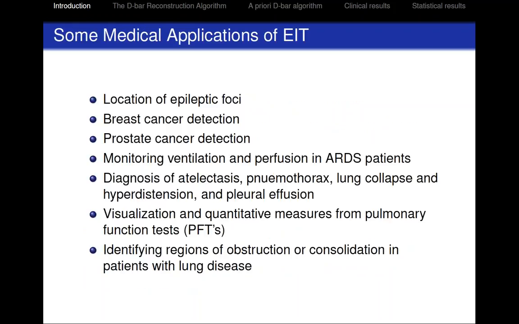Some medical applications of EIT, here's kind of a laundry list. Location of epileptic foci, breast cancer detection, prostate cancer detection. Our group is quite interested in monitoring ventilation and perfusion in patients with acute respiratory distress syndrome. We're also interested in diagnosing atelectasis, pneumothorax, lung collapse, hyperdistension, and pleural effusion in real time. We also are engaged in this study with Children's Hospital of Colorado that I'm going to tell you about. Those are patients with cystic fibrosis, and so we're looking at the visualization and quantitative measures from pulmonary function tests. I'll talk more about those when we get to that part. Identifying regions of obstruction or consolidation in patients with lung disease, and again, that relates to our studies on the cystic fibrosis patients in Denver.